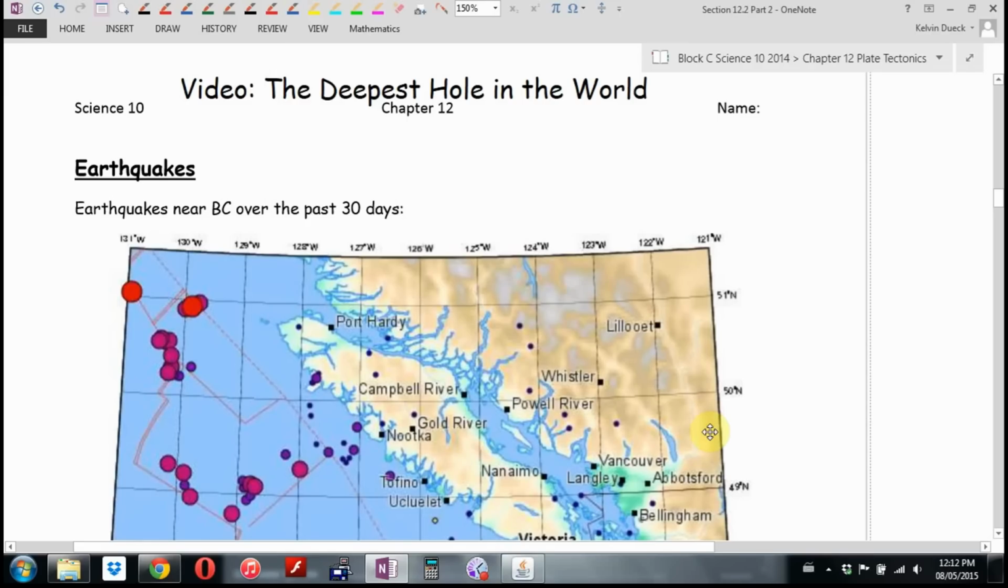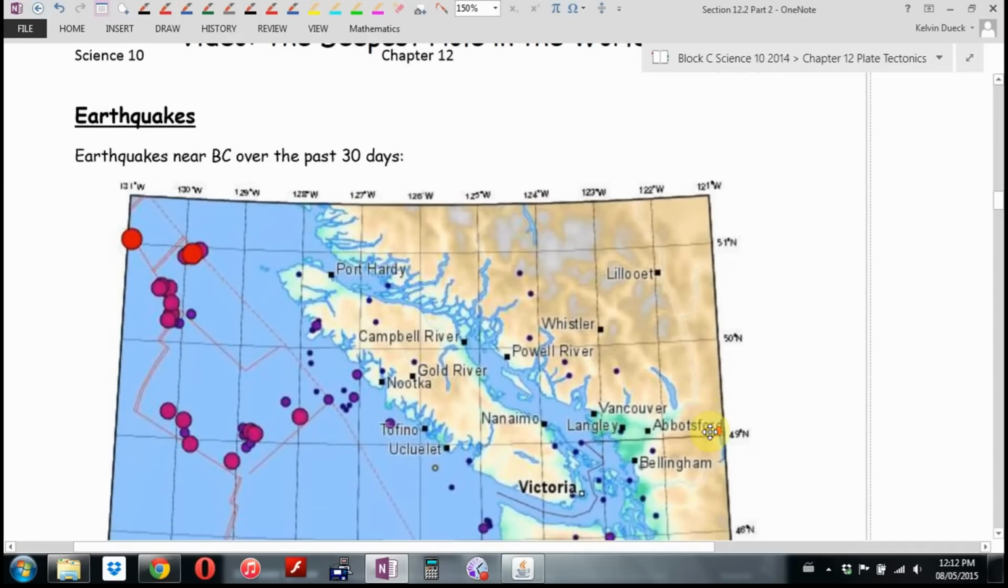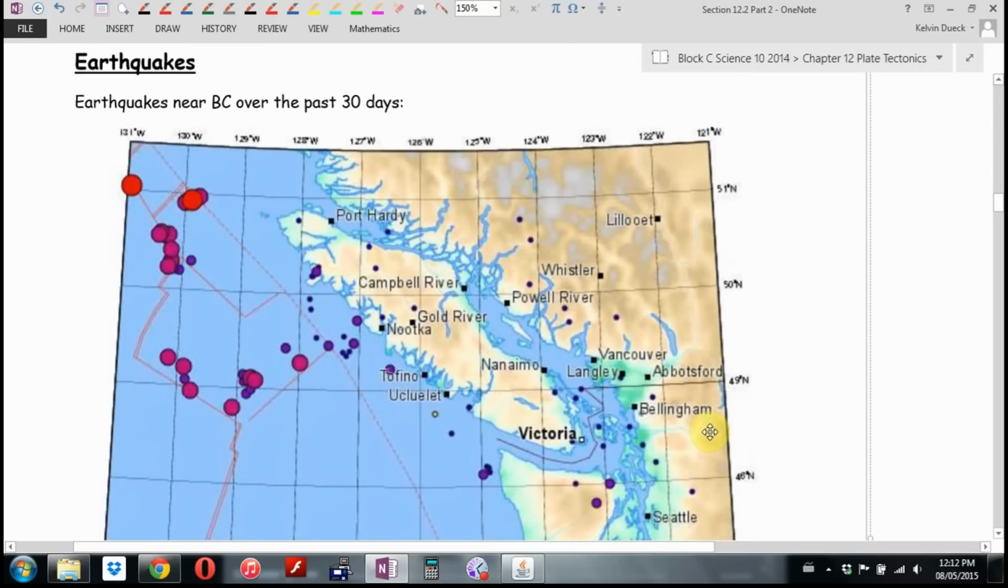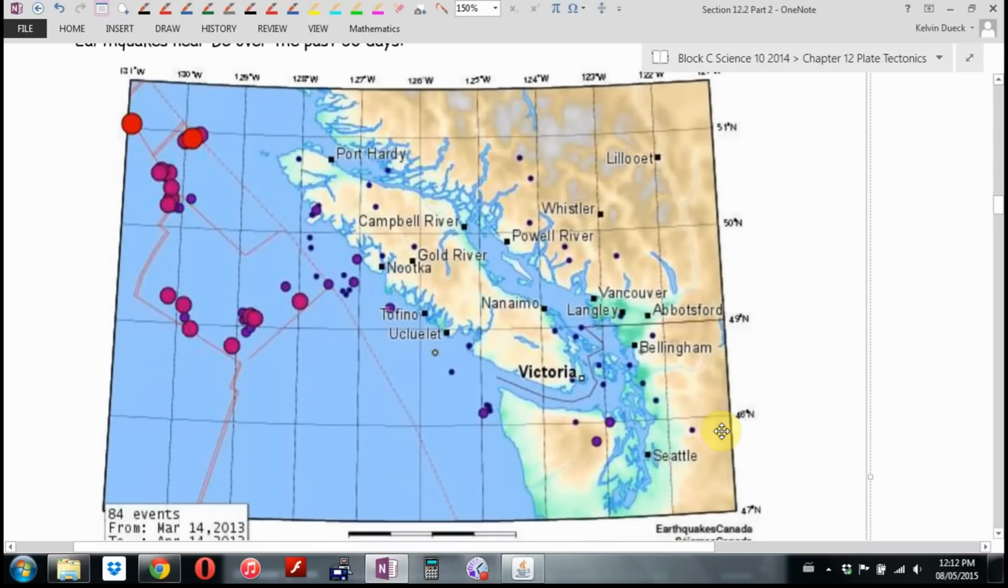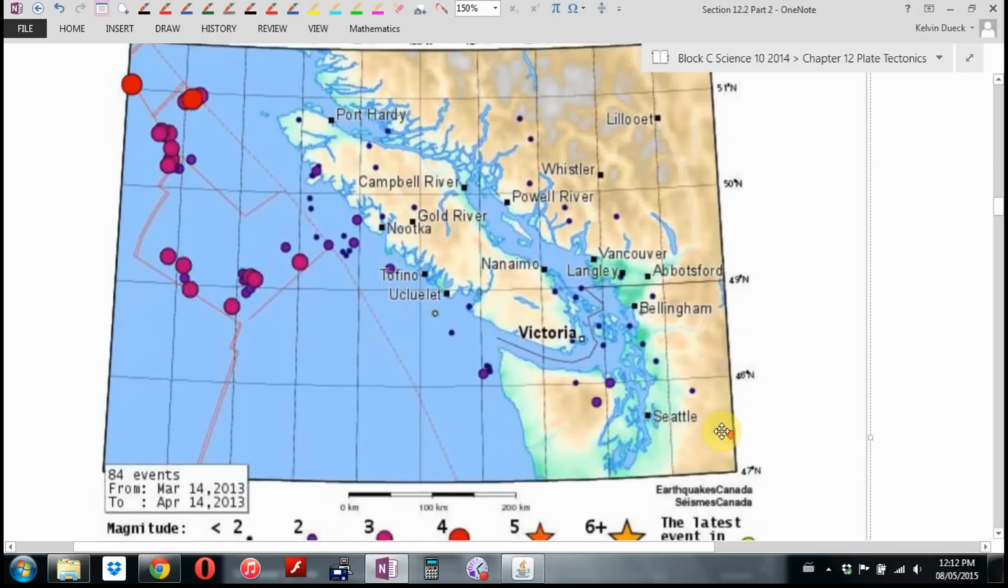Earthquakes. A natural consequence of the fact that the Earth's crust moves around in plates leads to earthquakes. This is from 2 years ago. I haven't updated it. This was the earthquakes near BC over the 30 days before when I taught this 2 years ago. And you can see there are definitely more than one.